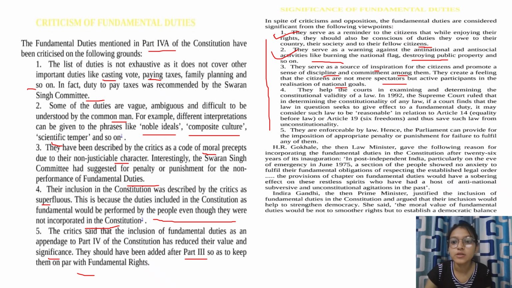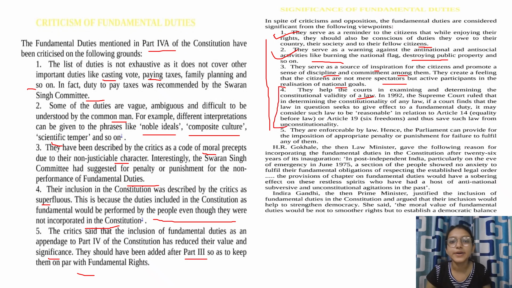They help the courts in examining and determining the constitutional validity of a law. In 1992, the Supreme Court ruled that in determining the constitutionality of any law, if a court finds that the law in question seeks to give effect to a fundamental duty, it may consider such law to be reasonable in relation to Article 14, equality before law, and Article 19, the six freedoms, and thus save such law from unconstitutionality.